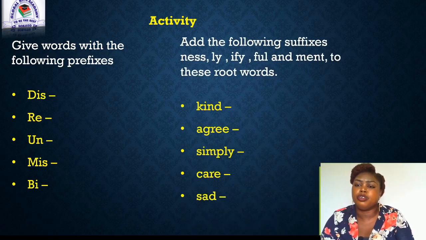Activity two. You are to add the following suffixes: ness, ly, ify, ful, and ment to these root words. All you need to do is to add the correct suffixes to the root words. So we have kind, agree, simple, care, and sad.